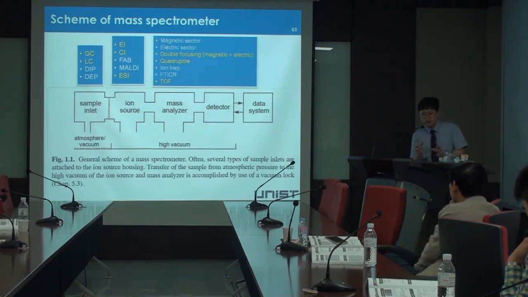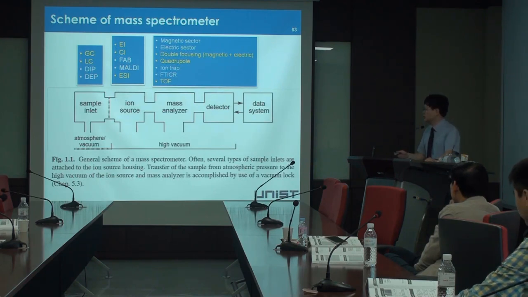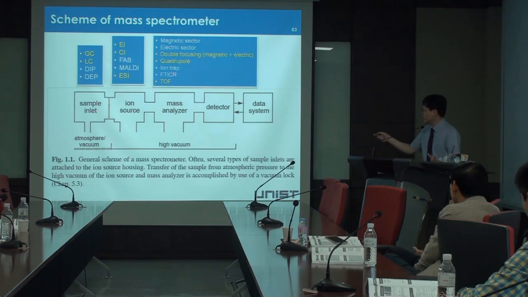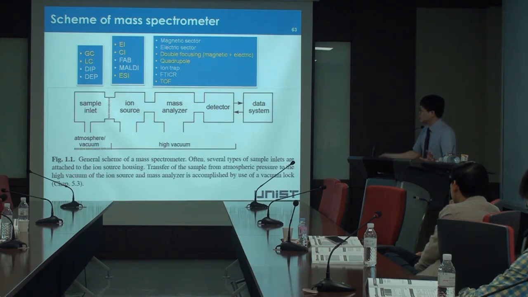So when you see MS products, you can make, say, GC-MS, GC-TOF, GC-ITMS, and so on. It's a combination. Any kind of combination is used, but generally we use GC-EI quadrupole or GC-EI double focusing, HRMS. And for LC, LC and ESI. And then quadrupole, ion trap or TOF are general options.